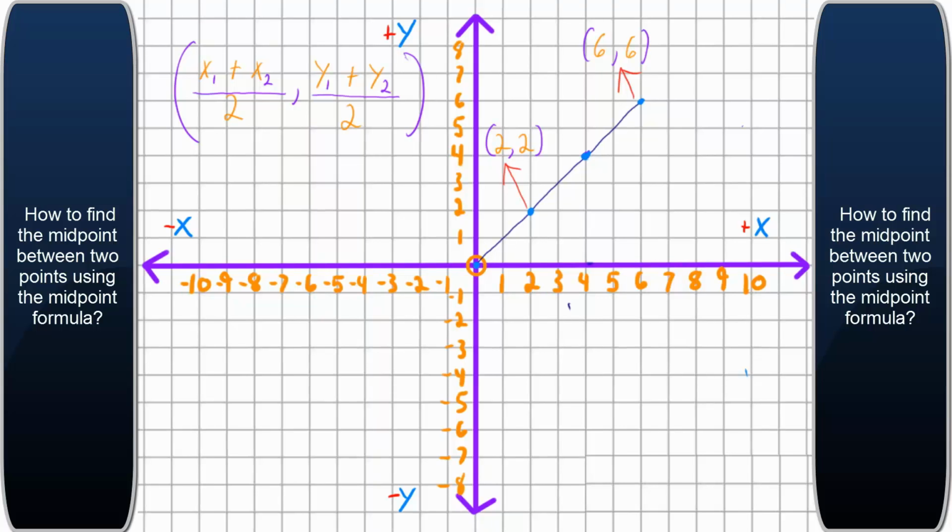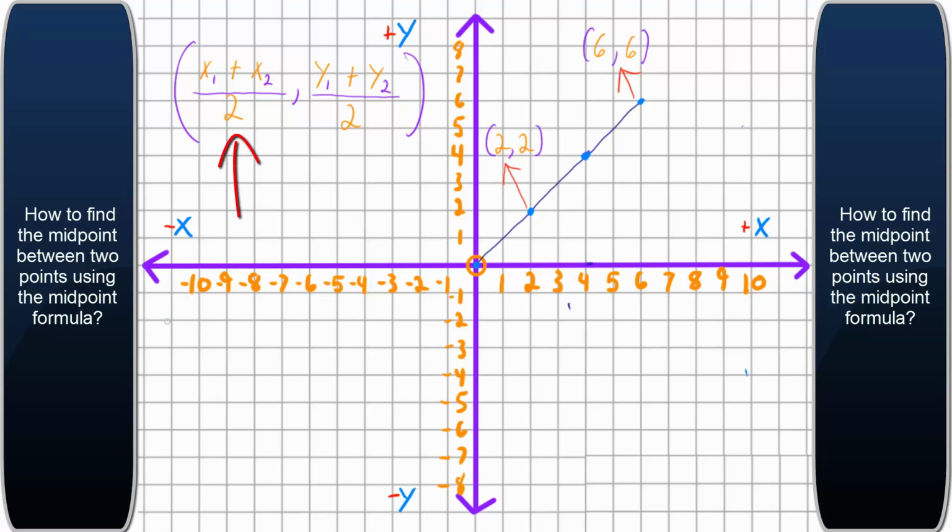Okay, so how can we find the midpoint between 2 points using the midpoint formula? Well, it's not too hard, so let's get started. Pretty much all we have to do is use this formula right here to our left. By using this formula, all we have to do is plug in some numbers for our x and y value.